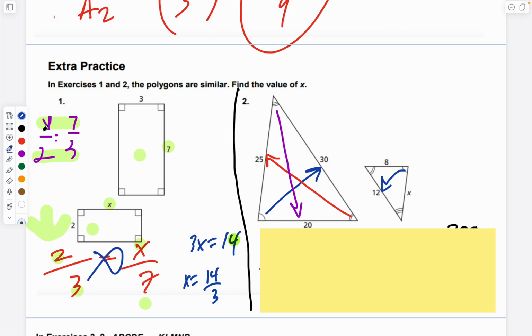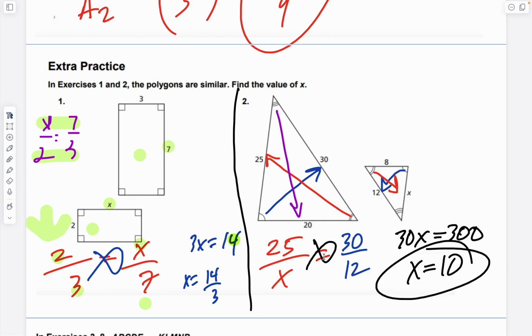So 30 corresponds to 12. What corresponds to 25? 25 is across from the angle with 2. So 25 corresponds to x. And lastly, 8 is across from the angle with 3 tick marks. So 8 corresponds to 20.